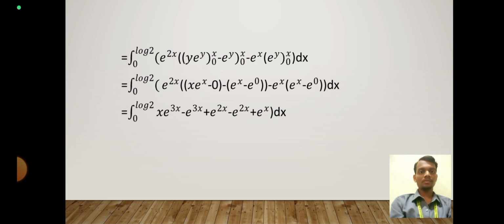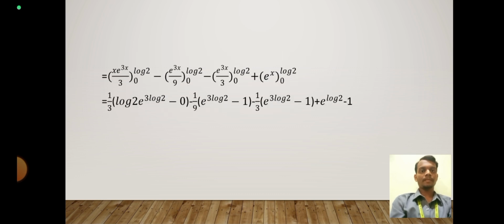Integral 0 to log 2, x into e power of 3x minus e power of 3x plus e power of 2x minus e power of 2x plus e power of x dx. x e power of 3x by 3 from 0 to log 2 minus e power of 3x by 9 from 0 to log 2 minus e power of 3x by 3 from 0 to log 2 plus e power of x from 0 to log 2. 1 by 3 log 2 e power of 3 log 2 minus 0, 1 minus 1 by 9 e power of 3 log 2 minus 1, minus 1 by 3 e power of 3 log 2 minus 1, plus e power of log 2 minus 1.